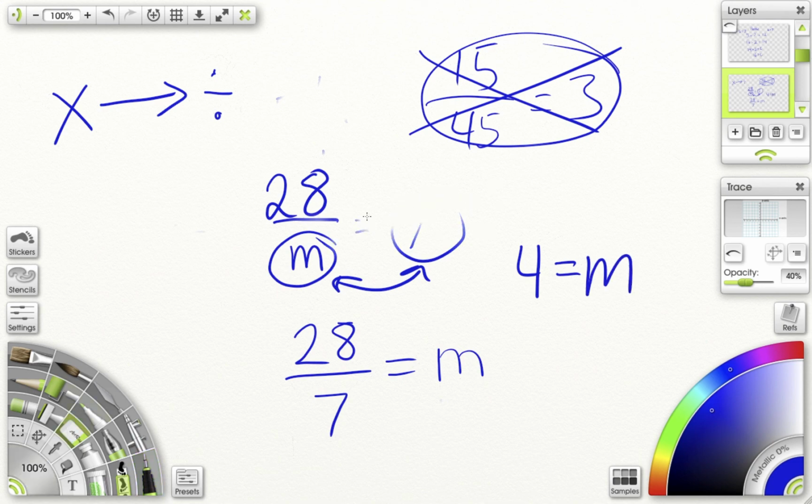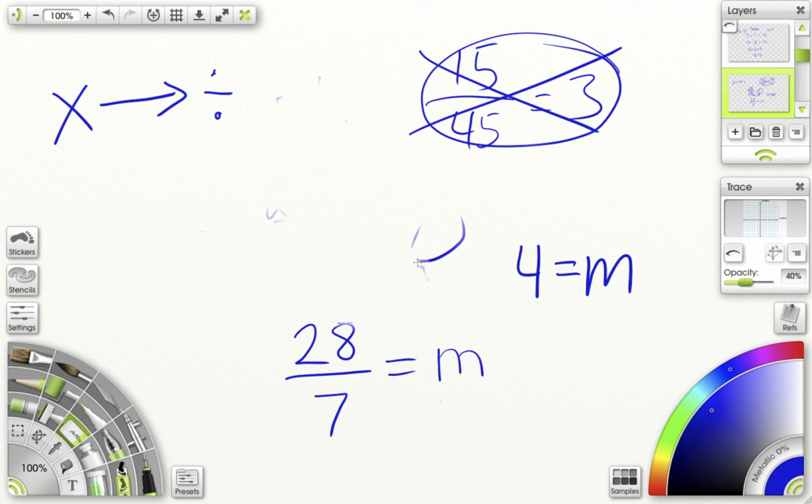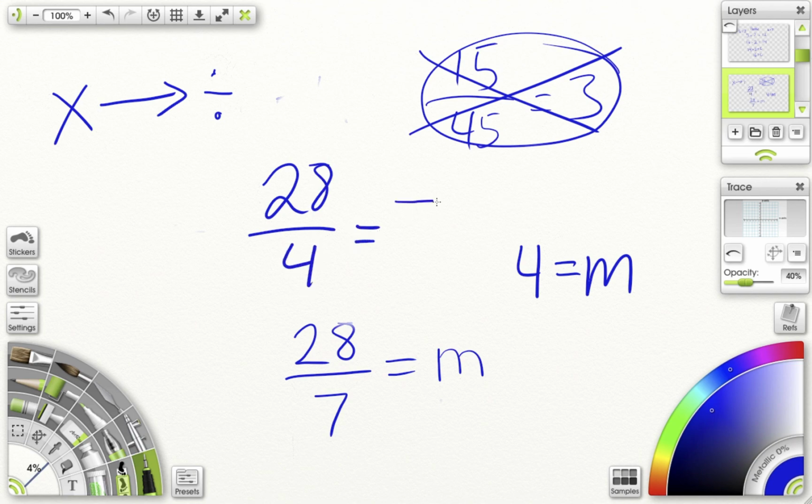So I'm going to plug that in. I'm just going to erase this so it looks a little bit nicer. So I do 28 divided by 4 is equal to 7. So I have to check 28 divided by 4. I can plug it into a calculator if I need to, or I can just review my times tables. Does it equal 7? It does. So that's how I know I'm right. So we're going to do one more problem before I send you off.